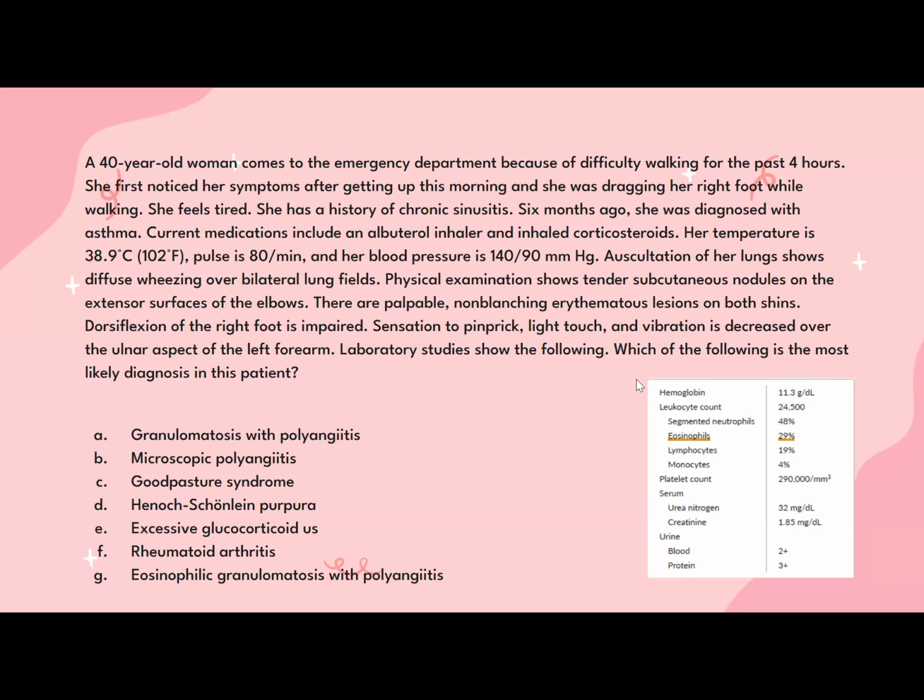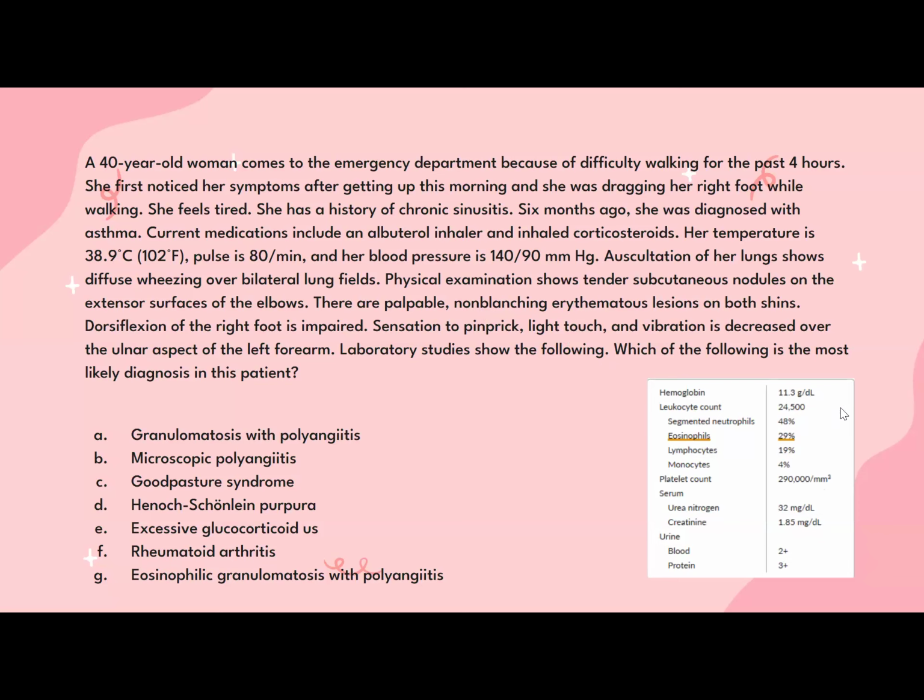Laboratory studies show the following. So what do they show? Urinalysis shows 2 plus blood, 3 plus protein. We're thinking nephritic, right? Most likely this could be nephritic. Serum urea and creatinine both are slightly elevated. The platelets are fine. Hemoglobin is fine.